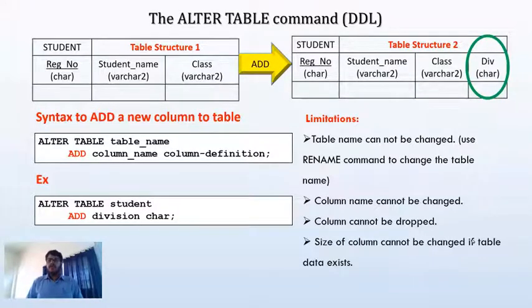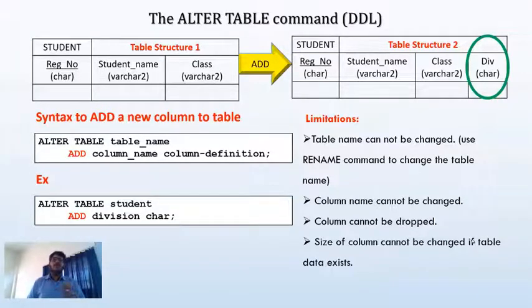And also, we cannot change the column name here. Sir, we have already declared reg_no as a column name. I want to make it r_no. No, I cannot change even the column name. And even a column cannot be dropped. I cannot delete an existing column from the table, for example the class column, by using the alter table command. So these are certain limitations.